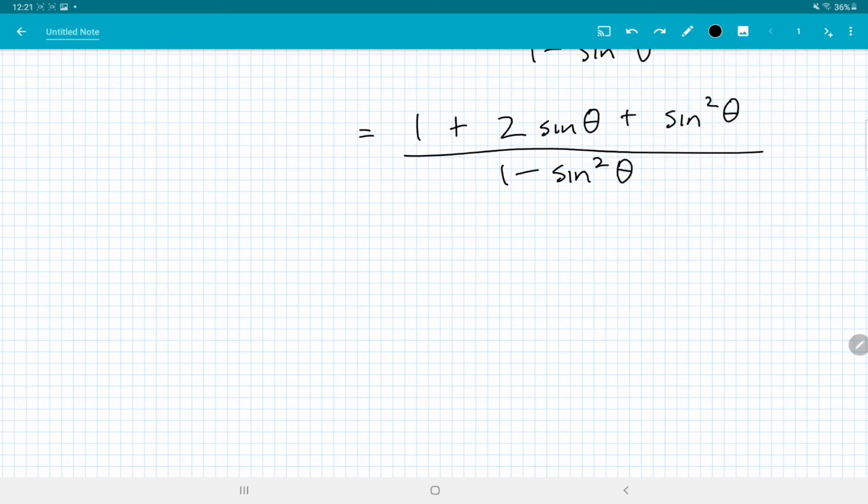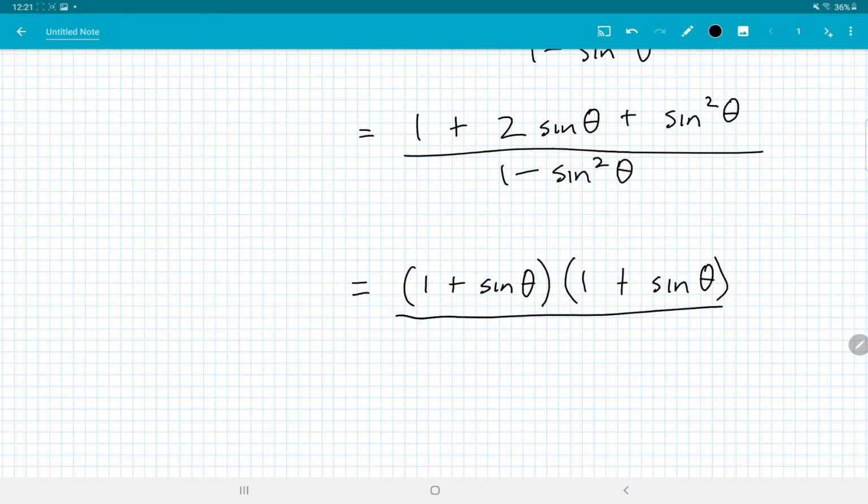We'll rewrite it, but we'll rewrite it factored. Now, if you're not quite sure how the factoring works, check out one of my videos on factoring, but essentially that's all we're doing here. And when we factor the numerator, it's going to result in 1 plus sine theta multiplied by 1 plus sine theta.